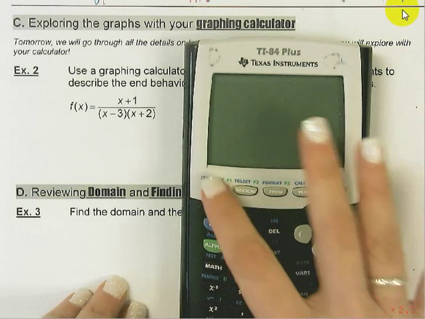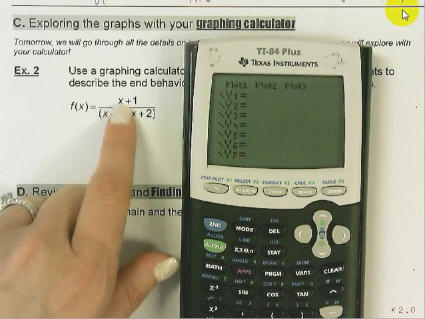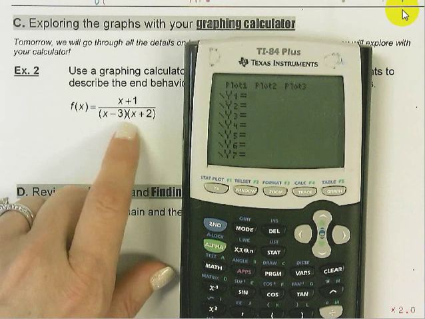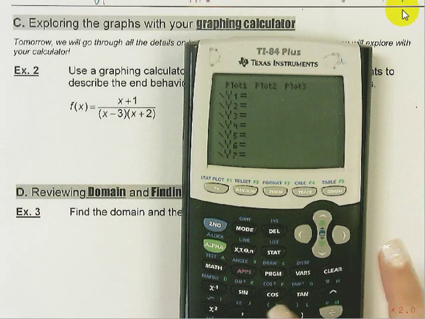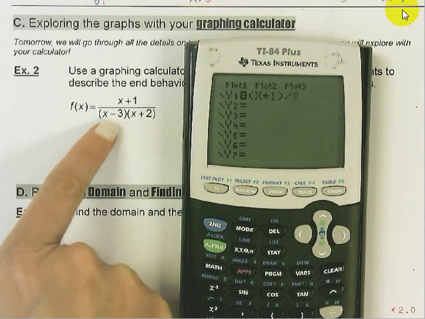First thing is when you go to y equals, some of these rationals will definitely have multiple parentheses in places. You really have to be careful with doing some double parentheses stuff here. So when I type this in, I'm going to do x plus 1. You can follow along with me if you have your calculator. When I hit divided by, I want to make sure that both of these are on the bottom.